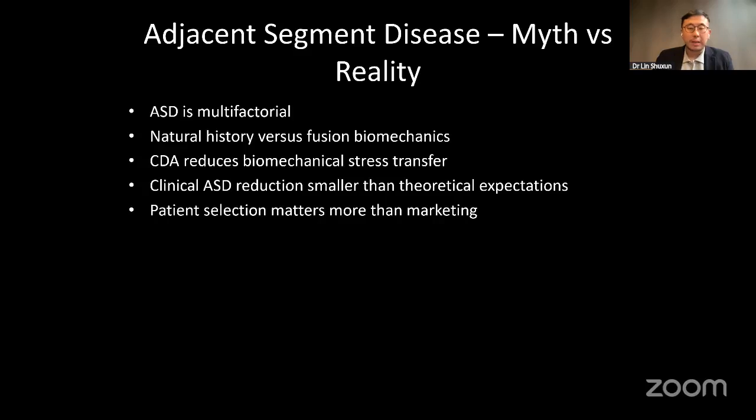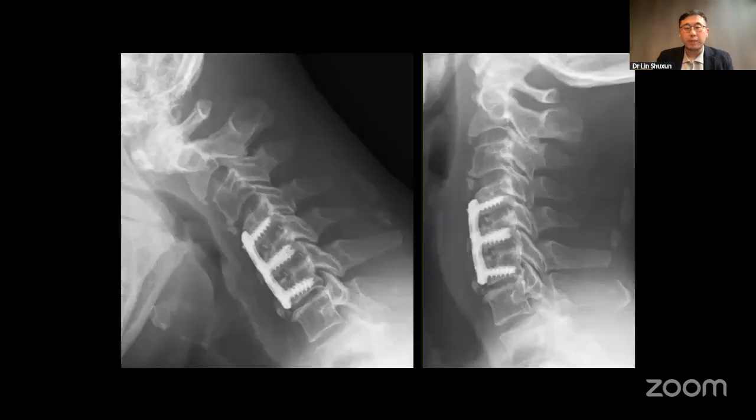So I think the key message here is that motion preservation helps, but patient selection and overall spinal balance matter just as much. So we at MMSU believe in motion preservation in adjacent segment degeneration, and you can still have good outcomes if you go in knowing what to expect.